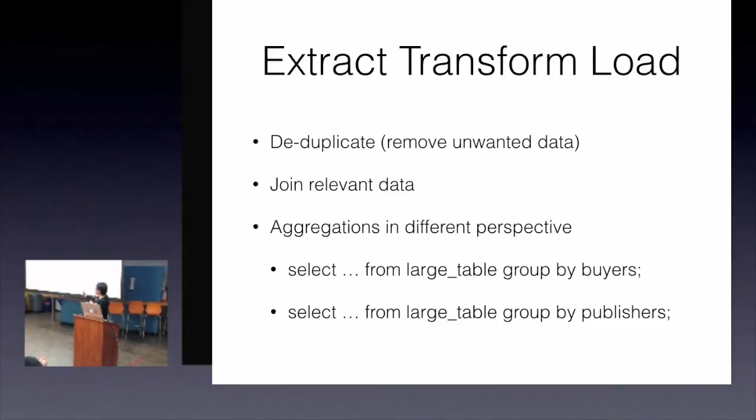So for each of those aggregations, it's pretty much like you have the raw data and then you finally get to a smaller chunk of value that is aggregated per buyer or per publisher. And usually we have more aggregations, there are tons of them.